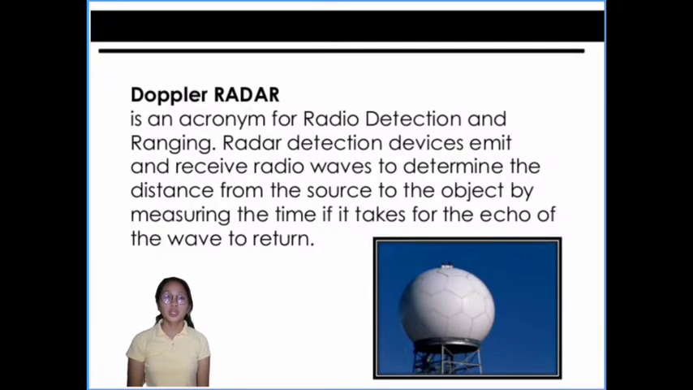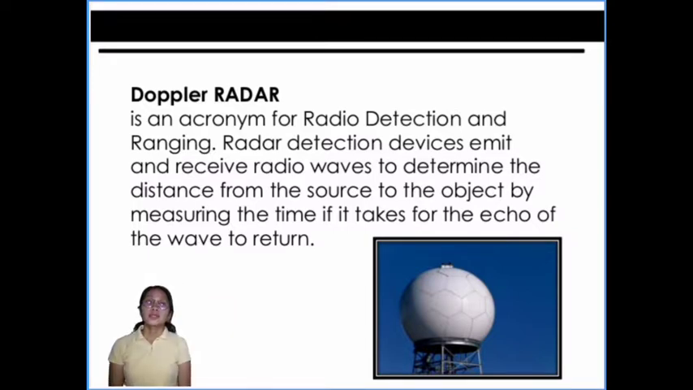Next is Doppler radar. Radar is an acronym for radio detection and ranging. Radar detection devices emit and receive radio waves to determine the distance from the source to the object by measuring the time it takes for the echo of the wave to return. Specifically, weather radar measures the direction and the speed of moving objects, such as precipitation, and has a capacity to measure the velocity of the particles in order to determine the rate at which the particles are falling.